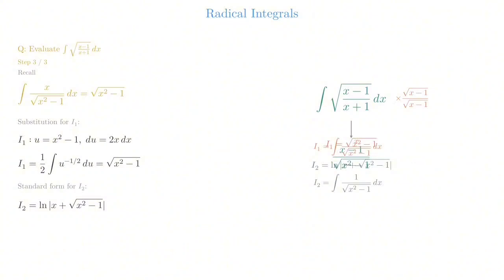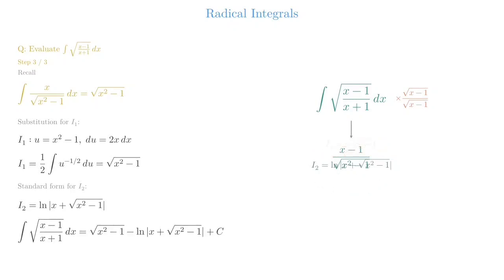It equals the natural log of the absolute value of x plus the square root of x squared minus 1. Combining, the final answer is the square root of x squared minus 1 minus the natural log of the absolute value of x plus the square root of x squared minus 1 plus c.